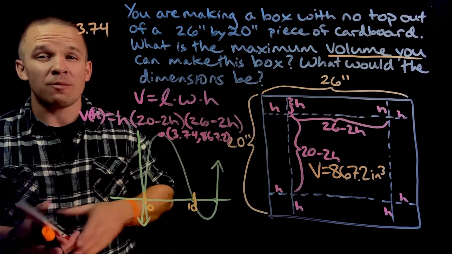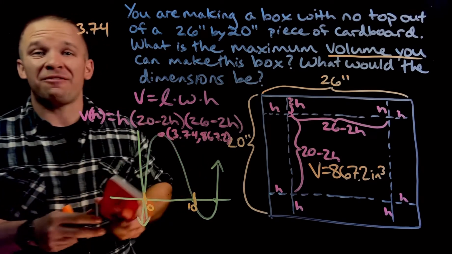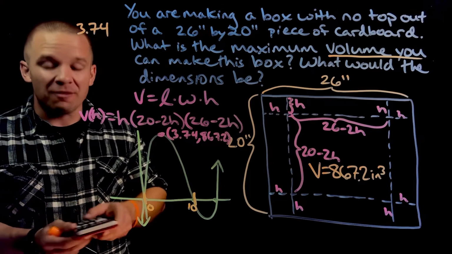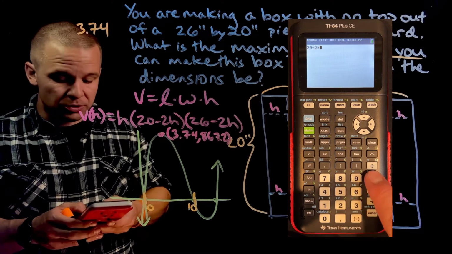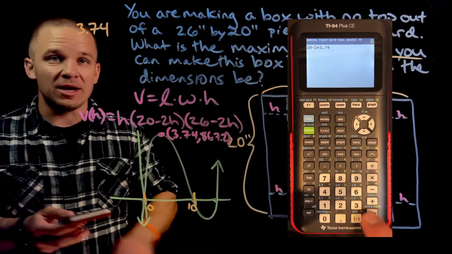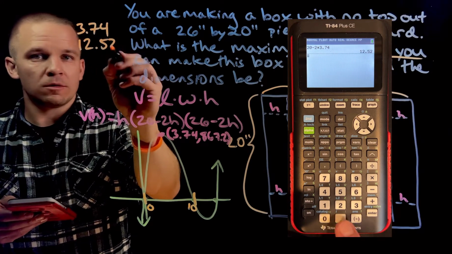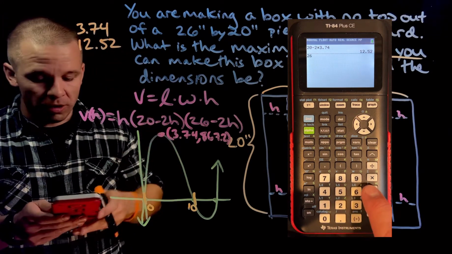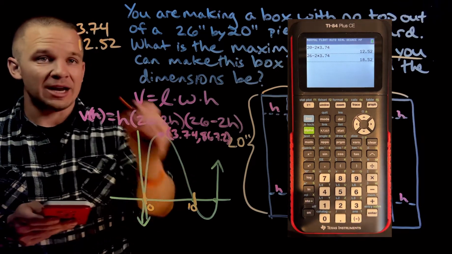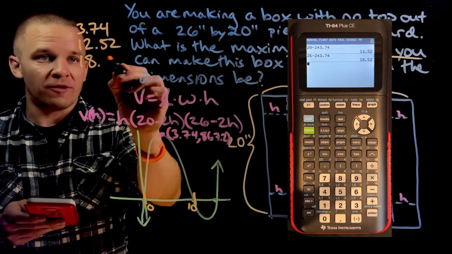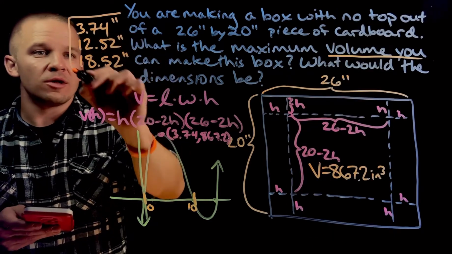Now, this is the only time where I'm going to say, we're good on the rounding. We've rounded. This is our height, so I'm going to use that value in there to find my other dimension. That way, everything adds up correctly. All right, so 20 minus 2 times 3.74, that's going to give me 12.52. And then I got to get one more, so 26 minus 2 times 3.74. And I'm going to get 18.52.